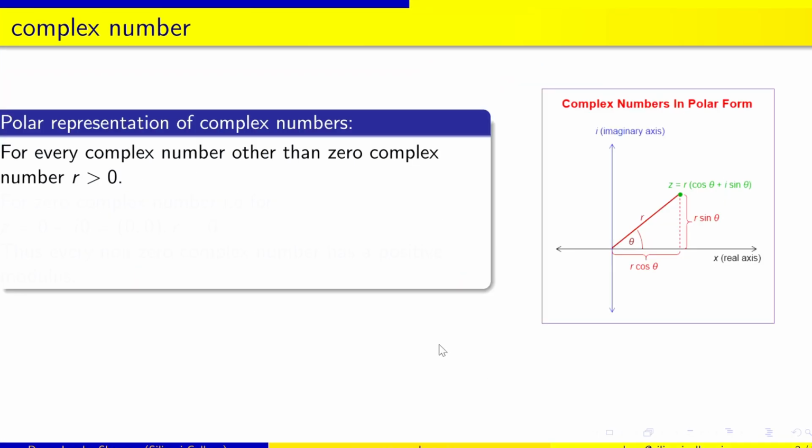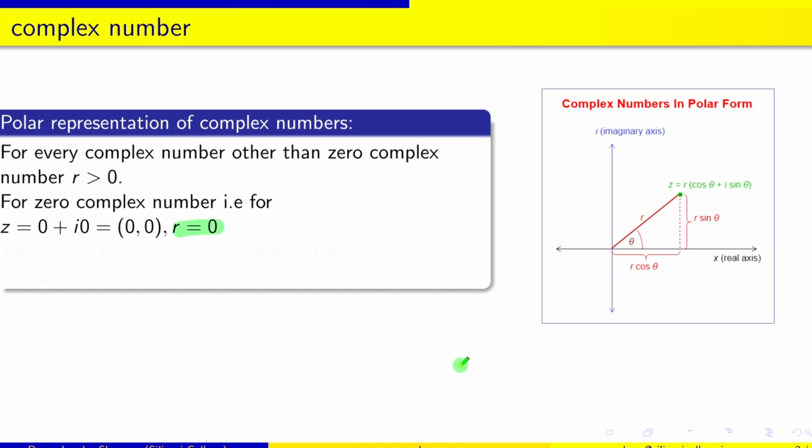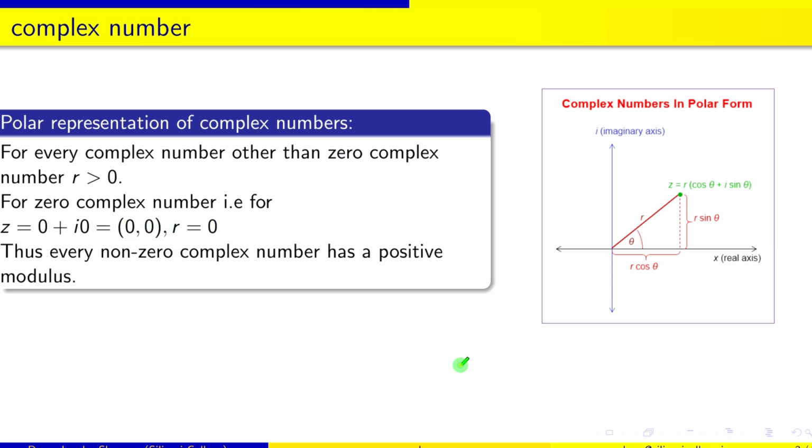For every complex number other than the zero complex number, r is greater than 0, since r is a distance. But for the zero complex number, r is equal to 0. The zero complex number can be written as (0, 0) in ordered pair form. So if you put a = 0, b = 0, then r is equal to the square root of 0 squared plus 0 squared, which is 0. Thus, every non-zero complex number has a positive modulus.